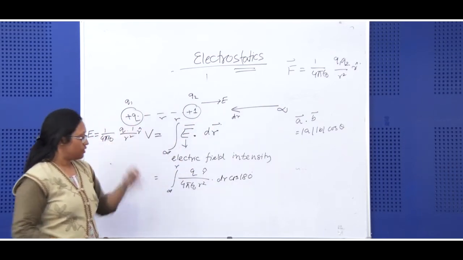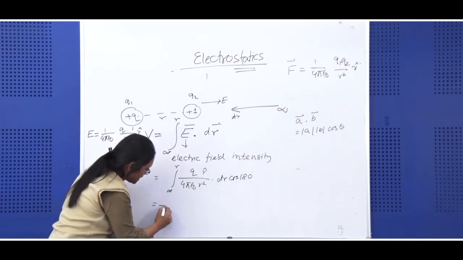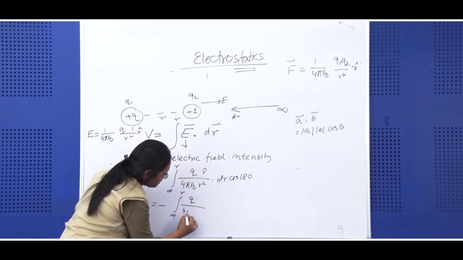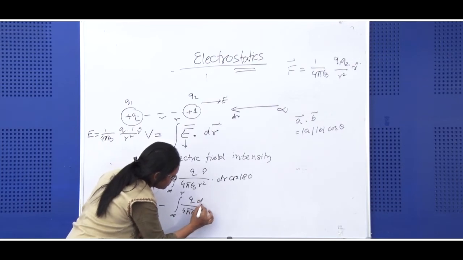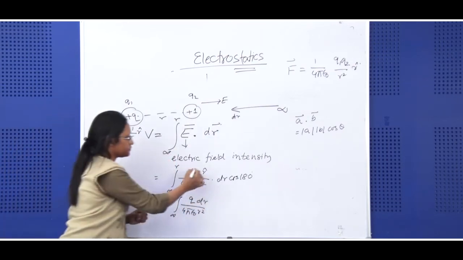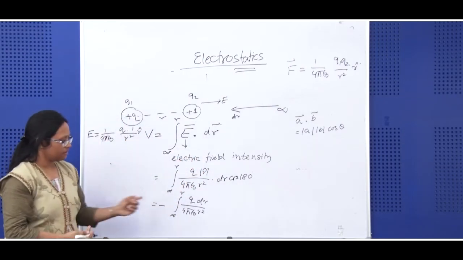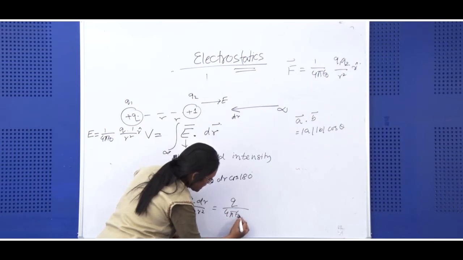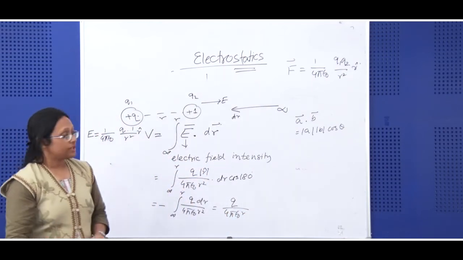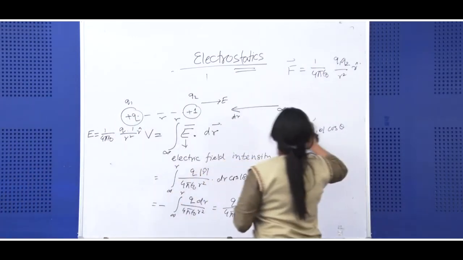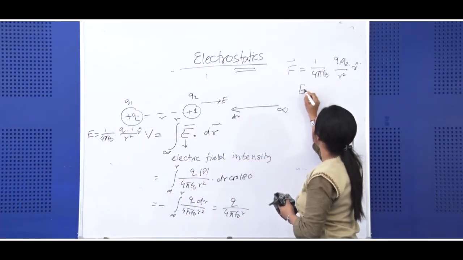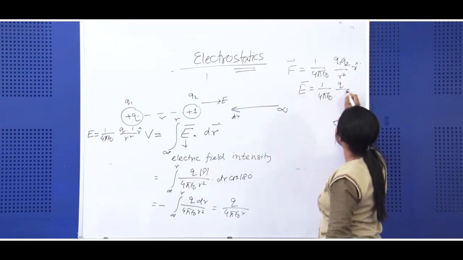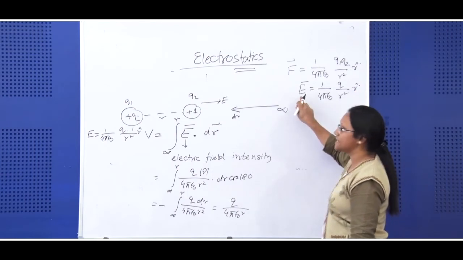Here it is 180, and cos 180 is minus 1, so we are getting minus integral from infinity to r of Q by 4 pi epsilon naught r square into dr. Mod of this value is 1. By solving, we will get Q by 4 pi epsilon naught r. So this was Coulomb's law. Now we get the electric field intensity, which is 1 upon 4 pi epsilon naught Q by r square r unit vector. This is the electric field intensity.